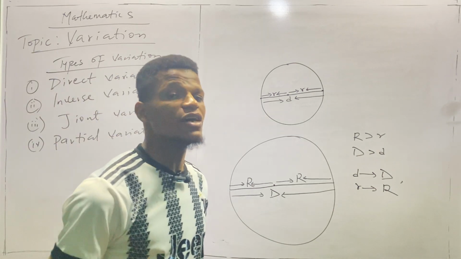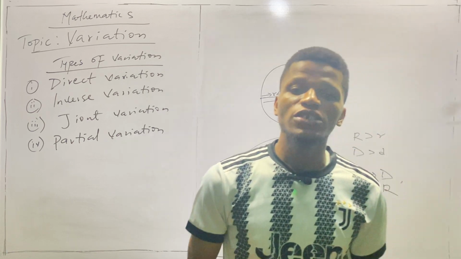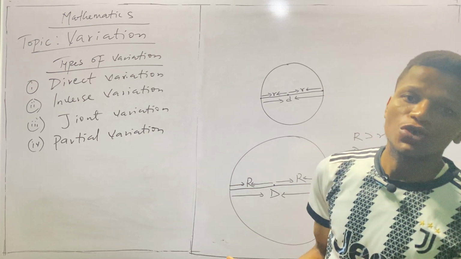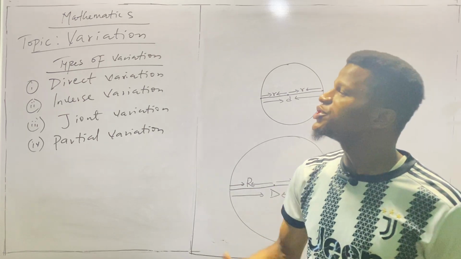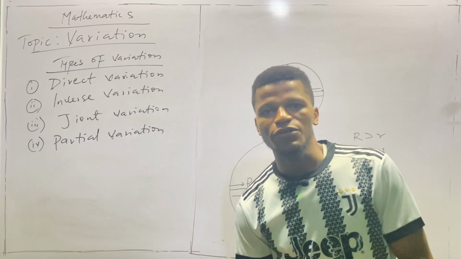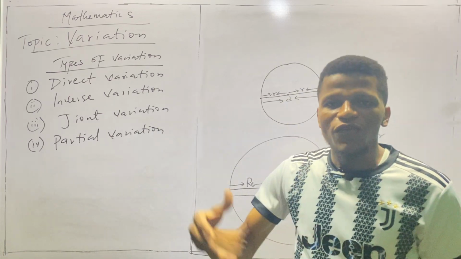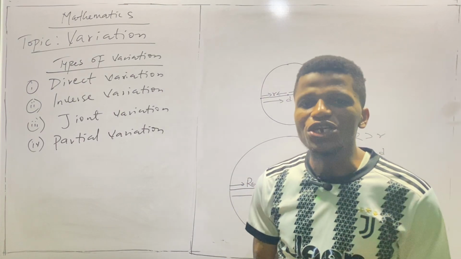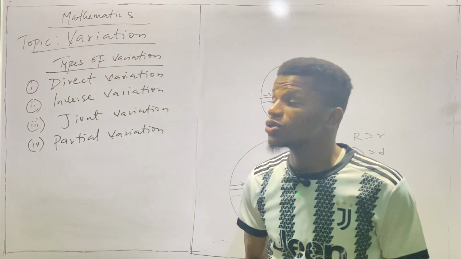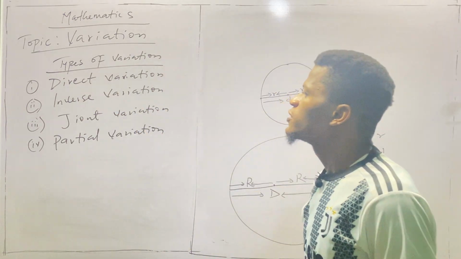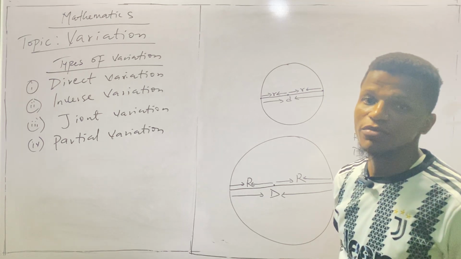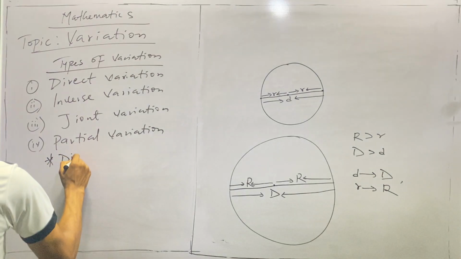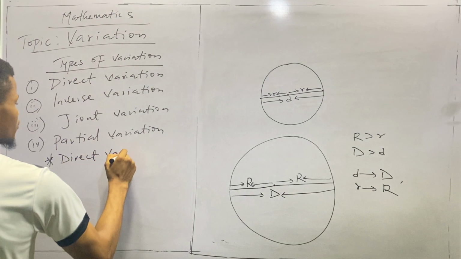Remember what I told you initially, that variation is defined as a relationship between two quantities whereby a change in one quantity leads to a change in the other. That is, a change of one quantity affects the change of other quantities. So there must be a relationship between quantities, and there will also be a change in one quantity which will affect the change of other quantities. And these are the four types of variation we have under elementary mathematics. All right. So let's start with the first one, which is direct variation.